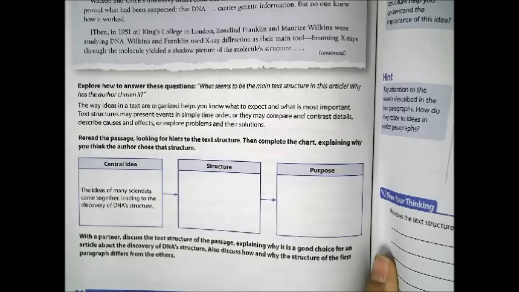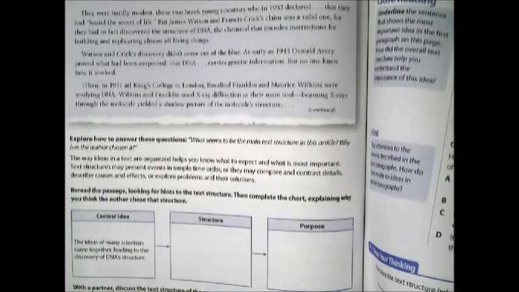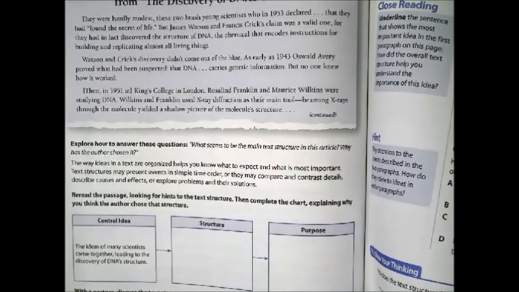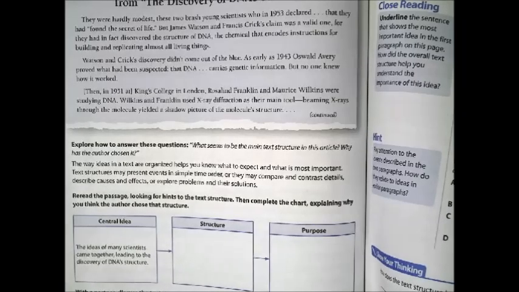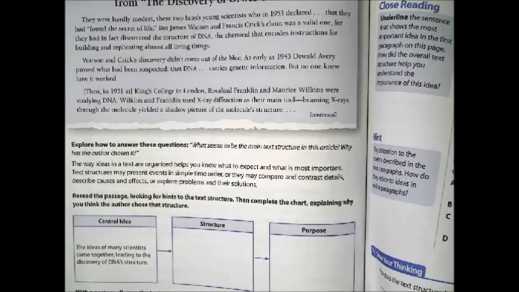I notice that in the first sentence, the date 1953 is used. Then I see another date in the second paragraph, 1943. And another date in the third paragraph, 1951. These dates might signal the type of structure. Once I recognize the structure, I think about why the author chose it and how it helps me understand the relationship between ideas related to the topic.